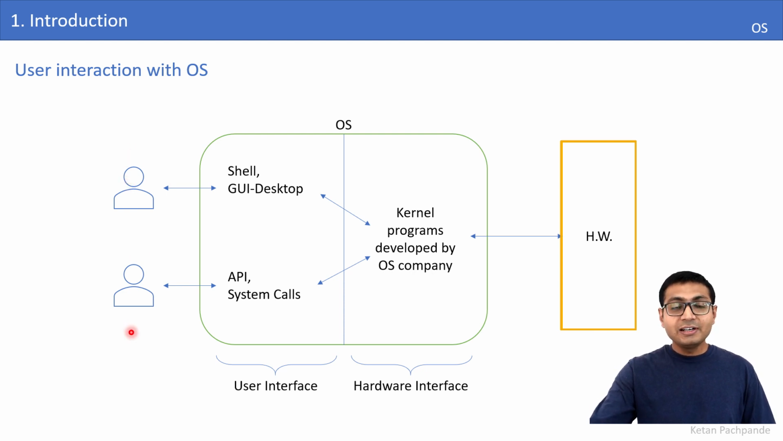Other type of users are developers, I would say, who require to call some functions of the operating system programmatically. So the OS needs to provide some application programmer interface or system calls which a programmer can call from programs like C, C++, Java, etc. and develop an application for the end user. So I would say these are the user interface tools which ultimately talk to the hardware interface, that is the kernel level programs, and produce the output for the user.